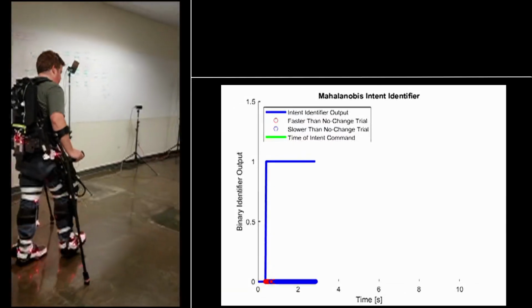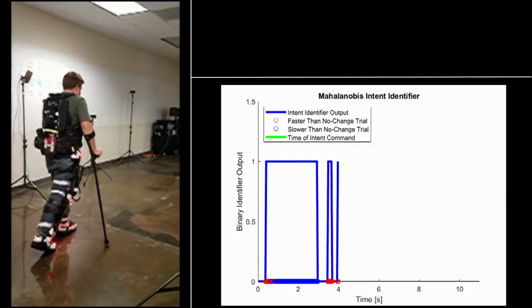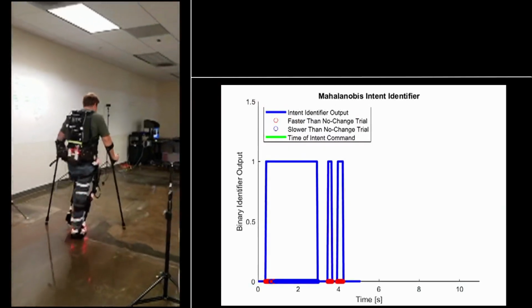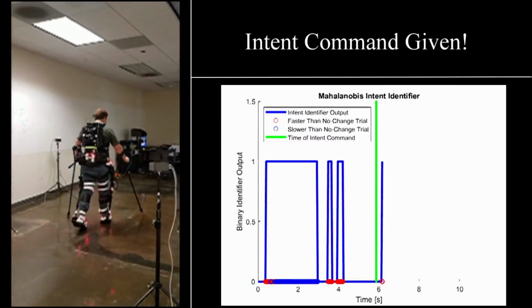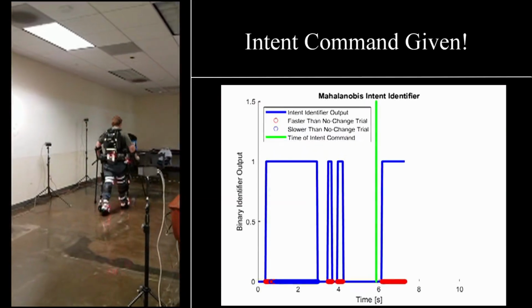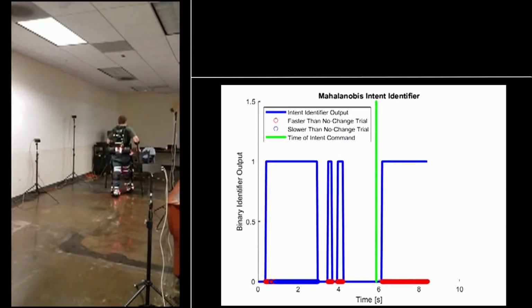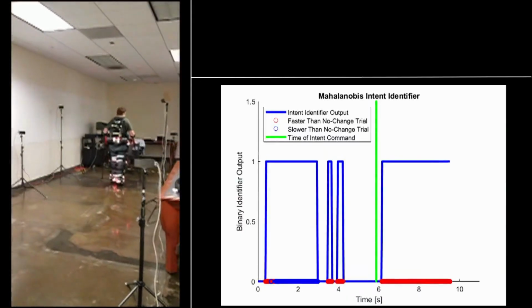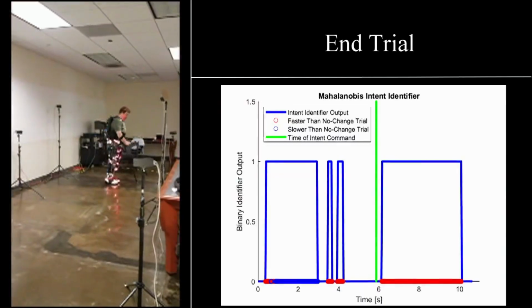The intent identification algorithm correctly identified the first steps as the user got up to speed as being slower than the training set. After the intent command to speed up was given, the algorithm correctly identified that the user wished to walk faster than the training set.